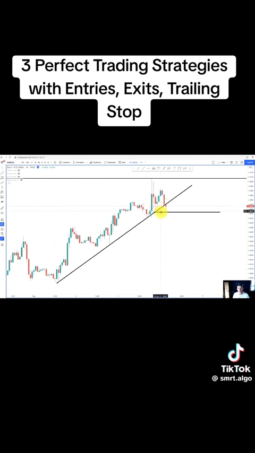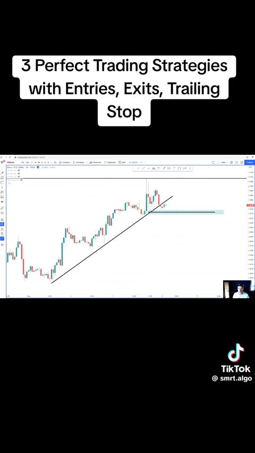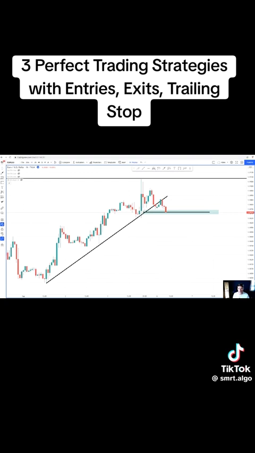Whereas if you add the concept of breaking a swing point, that gives it a little bit more objectiveness. So we have a trend line, but we also want to make sure that the price is breaking into a new low, which would have been here. So on the breakout here, we would look for short opportunities. So let's keep following the price and see what happens.